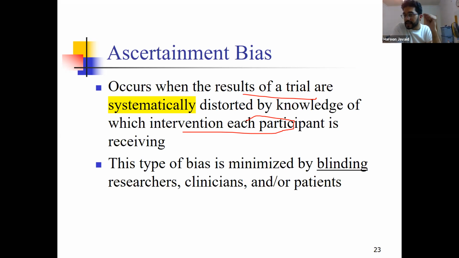So this is a bias because they knew they're feeling worse psychologically. It has nothing to do with the placebo. So this is why there is an ascertainment bias. Ascertainment means like you are certain about a result.